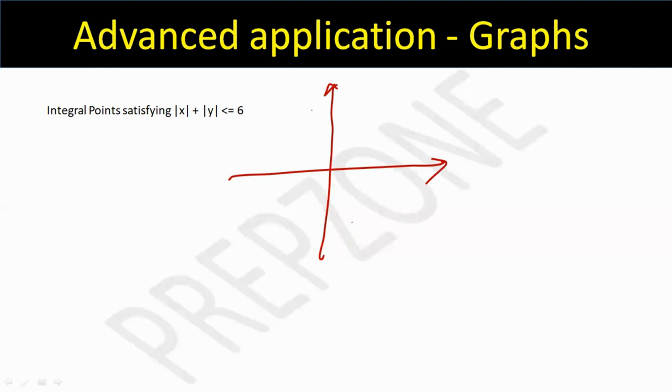Integral point satisfying this, you don't have to waste time. You know it's a rhombus, right? So you will just draw the rhombus now. These values are 6, 6, 6, 6, right? It is less than equals to 6, which means what has been asked in the question? How many integral points lie on this graph or inside this graph? Which means how many points lie on this graph or lie inside this graph, which are integral points.